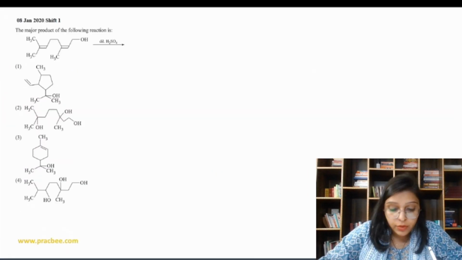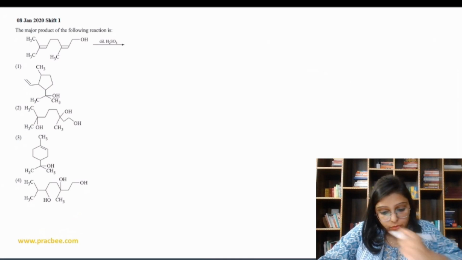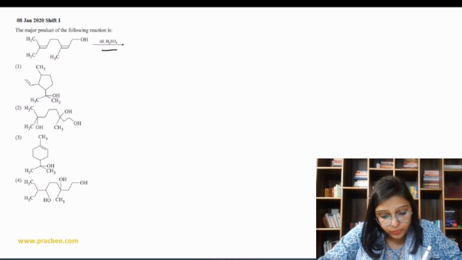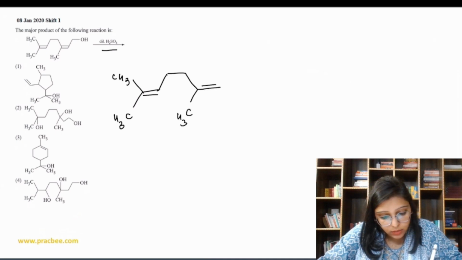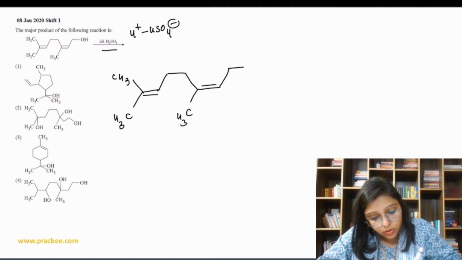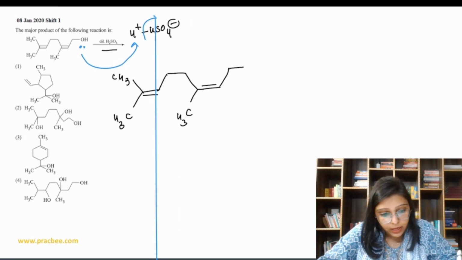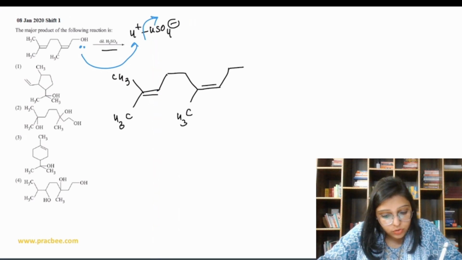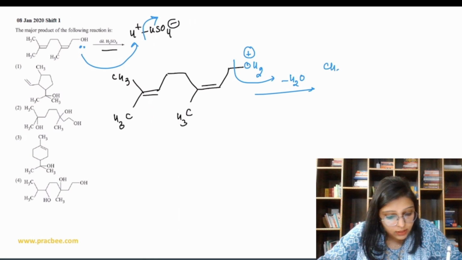The major product of the following reaction is. So how to do this? We have dilute H2SO4. So we have CH3, CH3, double bond, then this CH3, then double bond, and here OH. So first we have H plus and HSO4 minus. The oxygen lone pair attacks H plus and HSO4 minus leaves, right? So we get OH2 positive. Okay. Then water leaves.